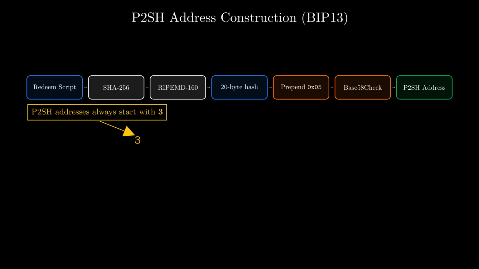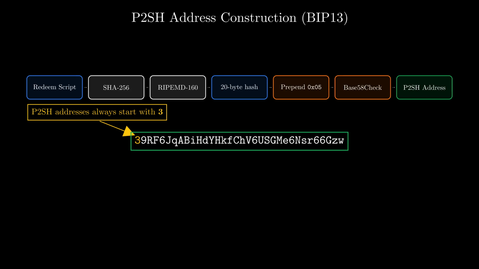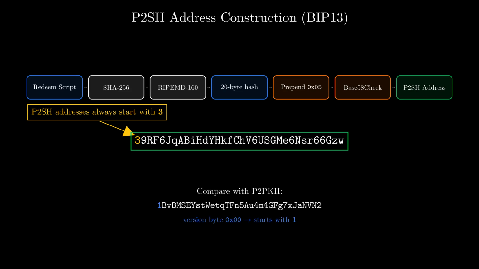Mohammed's address looks like this: 39F6JQABIHDYHKFCHV6USGME6NSR66GW. Customers paste it into any wallet and pay it like any other Bitcoin address. They never see the multisig at all.